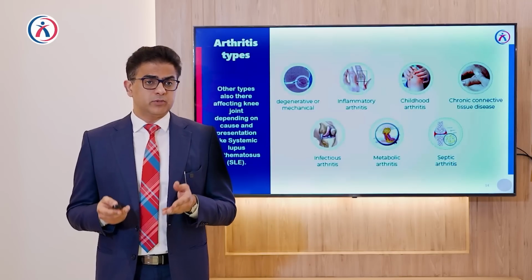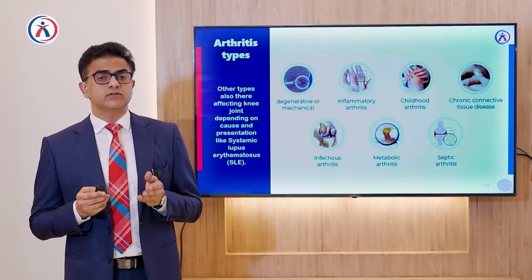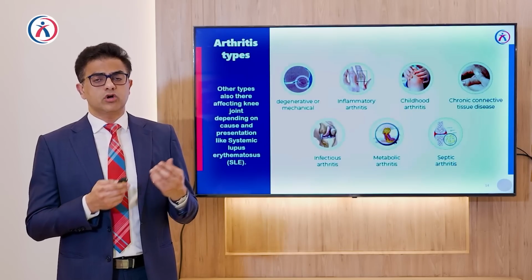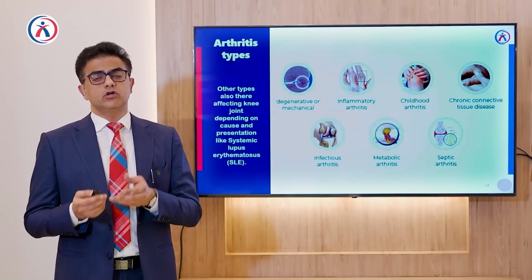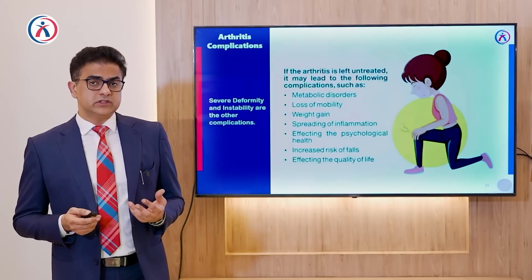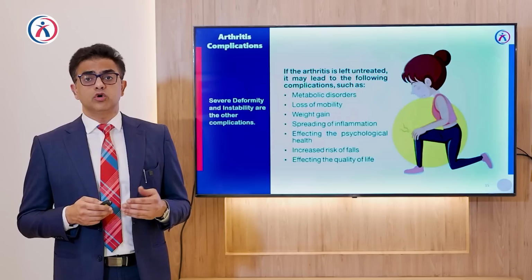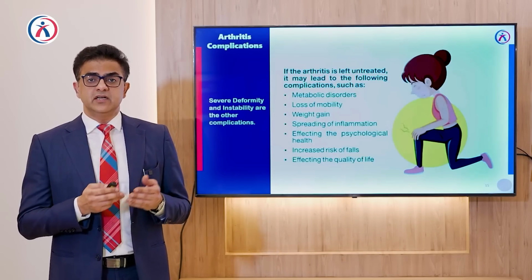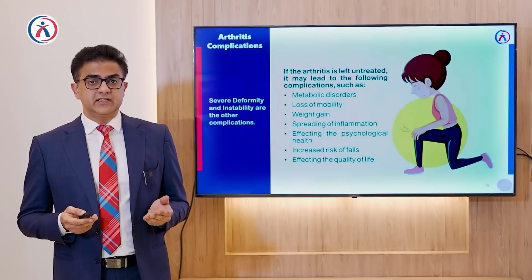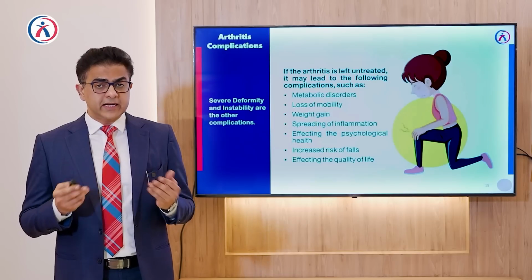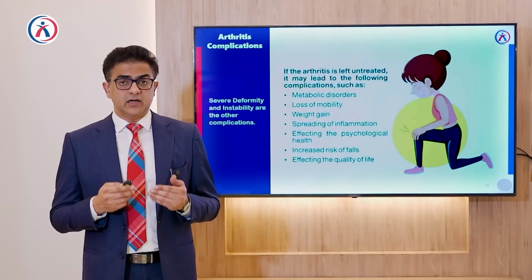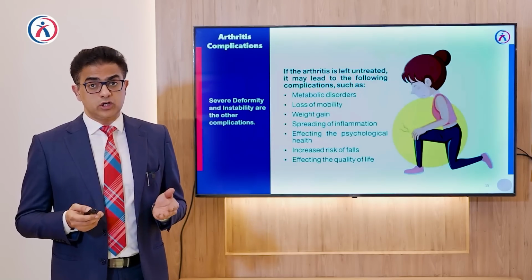Then arthritis can happen because of infections, it can happen because of metabolic disorders, and sometimes the joint gets affected by a chronic infection or tuberculosis, that can also lead to a different type of arthritis. Now talking about the complications which can happen because of arthritis if they go untreated, the first symptom patients report is a loss of mobility. If patients are suffering from arthritis, they are unable to walk, unable to carry out daily activities, and that's the reason why most patients with arthritis go and seek consultations for the loss of mobility.